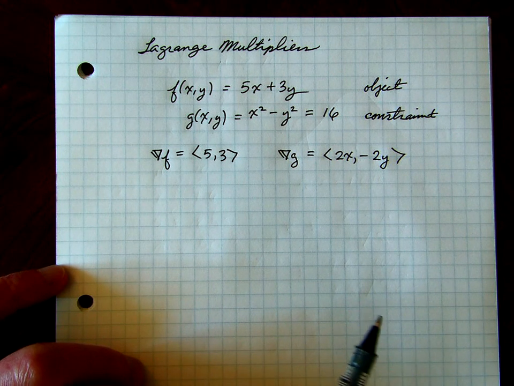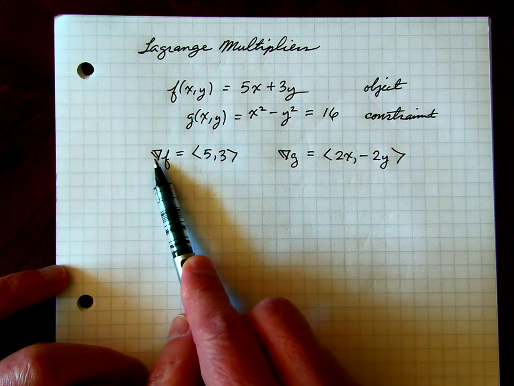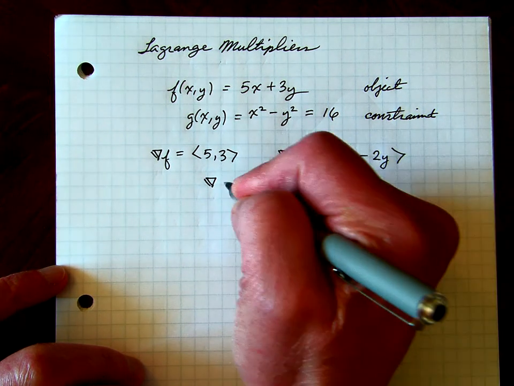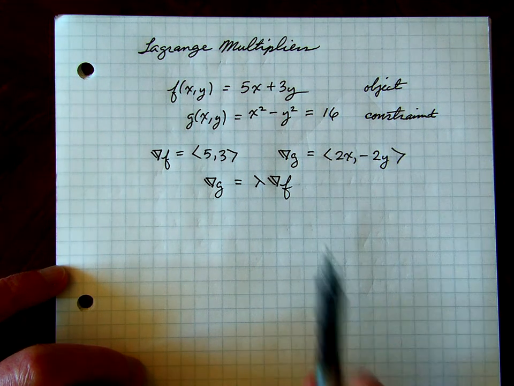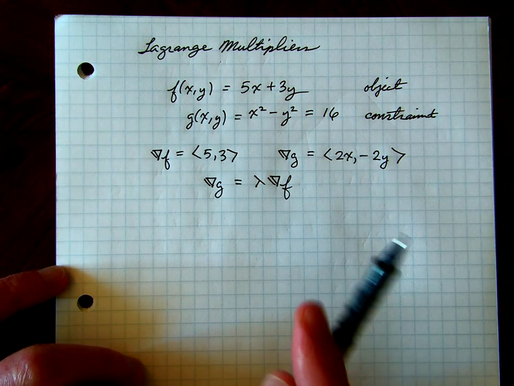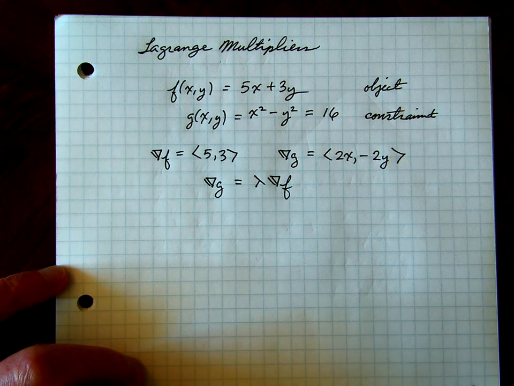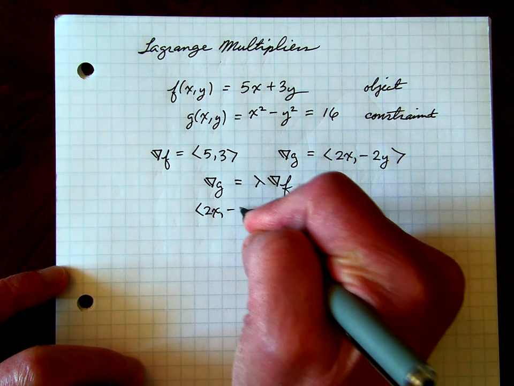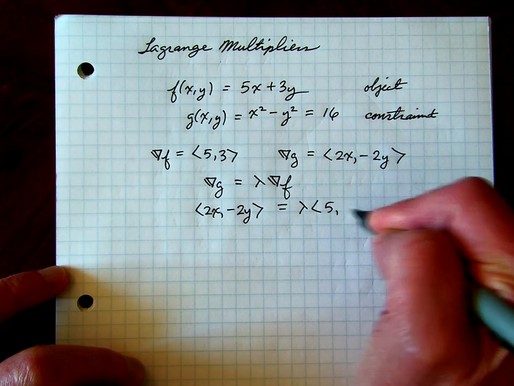Now here's the funny thing. The Lagrange criterion, the requirement, is that these two vectors are parallel. One way to do it is just say, well, if they're parallel, one of them has to be a multiple of the other. The traditional multiplier is lambda, for Lagrange, from the Greek alphabet. I can put the g or the f on either side. It doesn't really matter. That's completely arbitrary. Notice what happens. I have now said that the vector 2x, minus 2y is equal to lambda times 5, 3.